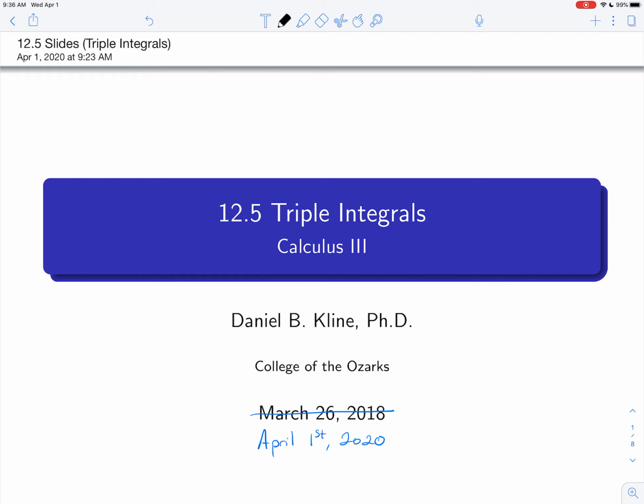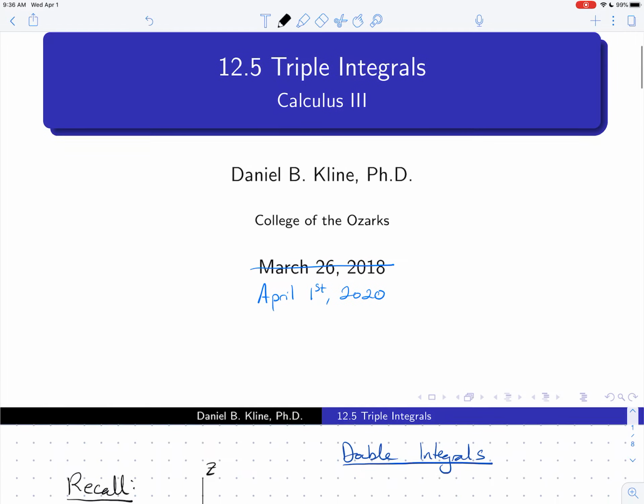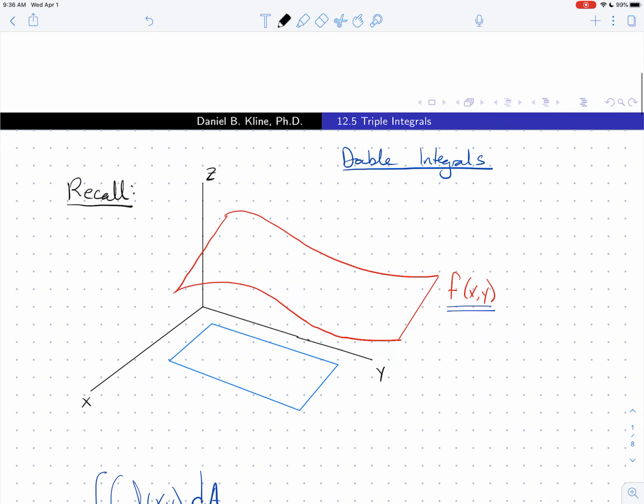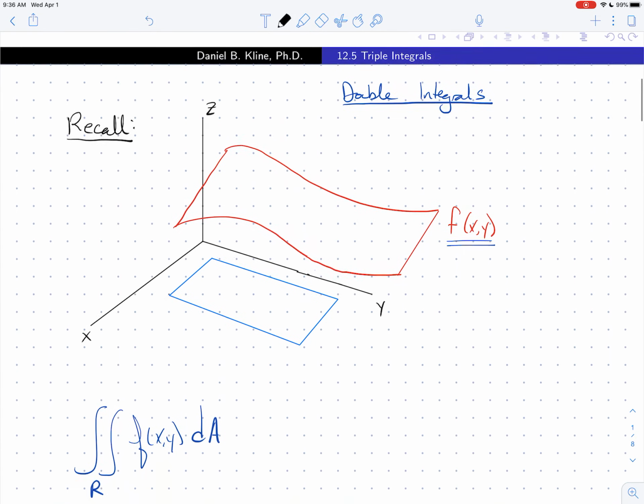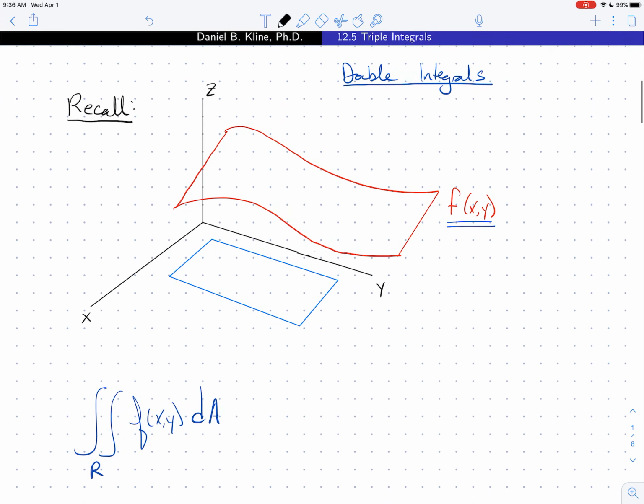As if double integrals weren't enough, today we get to talk about triple integrals. So let's recall for just a moment the setup for double integrals, and that will help us understand triple integrals, hopefully. So for double integrals, a couple of key things. You have a function of two variables. Double integrals, function of two variables, right?